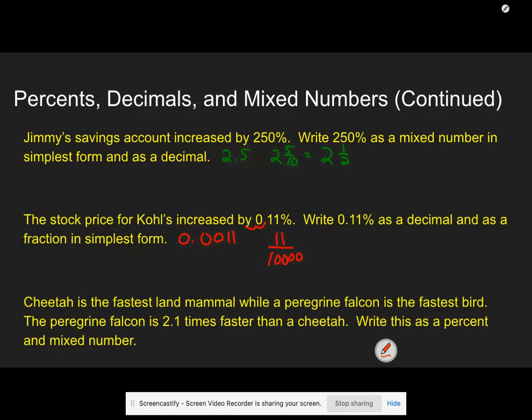And lastly, you have cheetah is the fastest land mammal, while a peregrine falcon is the fastest bird. Peregrine falcon is 2 and 1/10 times faster than a cheetah. Write this as a percent and as a mixed number. Well, I'm going to write the mixed number first because I know the percent is the easier of the two. And if I look at this and I read it correctly, I'm done. 2 and 1/10. And then moving my decimal 2 places to the right, I would get 210%.